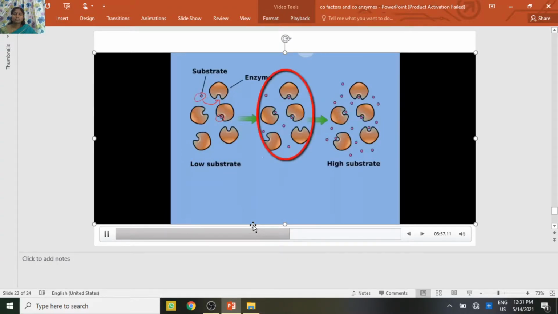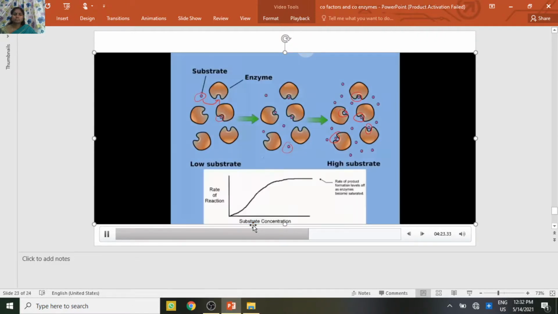However, if you add more substrate, the enzymes get a lot more busy, and eventually when you have a very high substrate concentration, all the active sites are occupied by substrates, and the enzyme cannot catalyze the reaction any faster because every single enzyme molecule is occupied with the substrate. That limits the speed of the reaction.